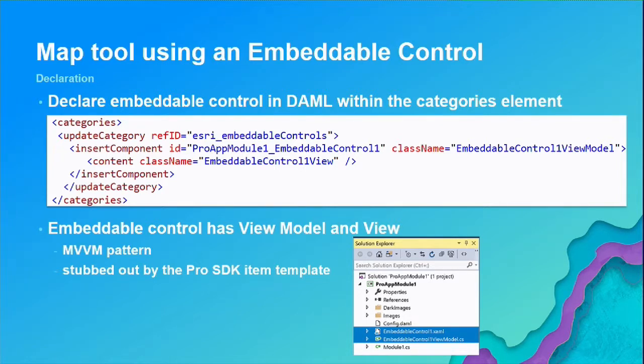You define the embeddable control within this categories element. It belongs to the Esri embeddable controls category. Here is the insert component child element. It has an ID attribute which is set to the DAML ID of our embeddable control. So this is important. This is our DAML ID of our control. And then the class name attribute is set to the view model, and the content child element's class name is set to the view. So this implements the model view model pattern.